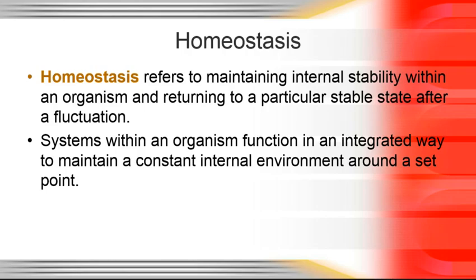So, homeostasis is internal stability within an organism and the ability to return to a stable state after any sort of disturbance, okay? And so systems are going to function in a way that is integrated with each other to maintain this constant internal environment. It's going to be around some set point. There's going to be a range of tolerance that is acceptable. Outside of the range of tolerance is not acceptable, okay? But the goal is to keep everything as close to that optimal point as possible, okay?